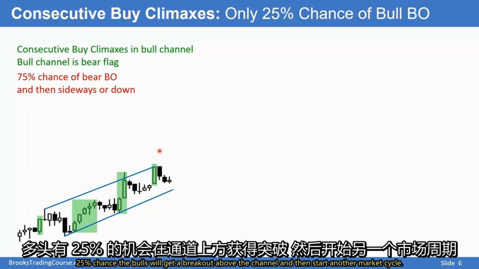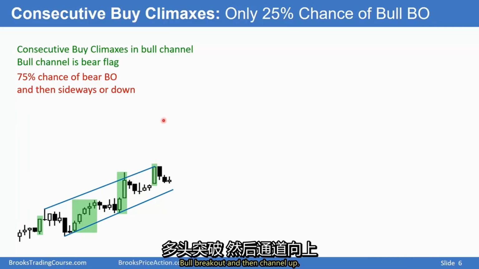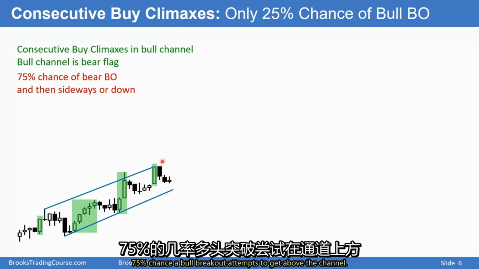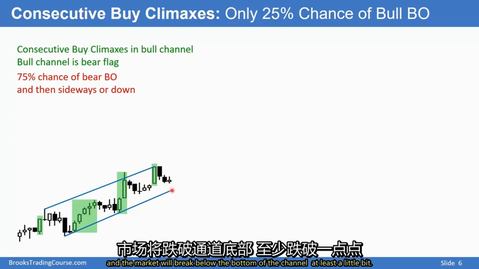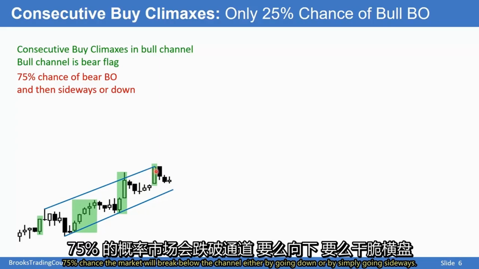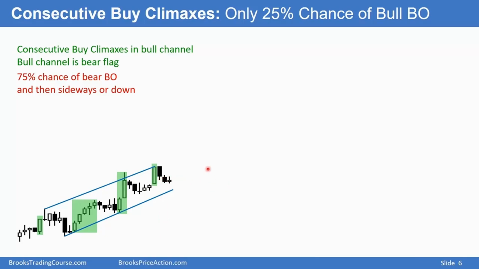25% chance the bulls will get a breakout above the channel and then start another market cycle. Bull breakout and then channel up. 75% chance a bull breakout attempt will fail and the market will break below the bottom of the channel, at least a little bit. 75% chance the market will break below the channel either by going down or by simply going sideways.